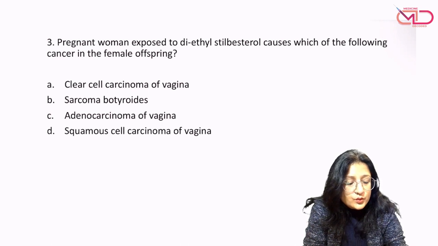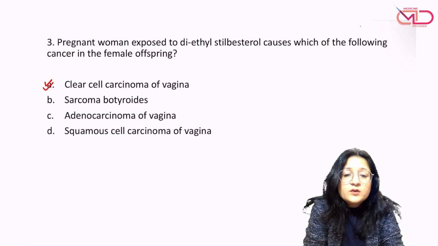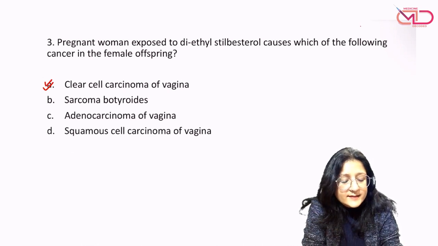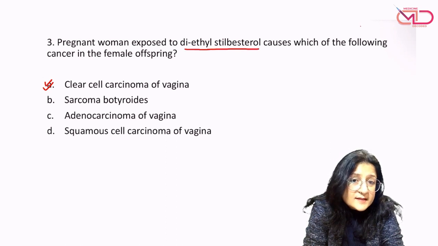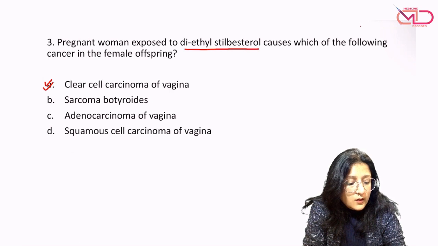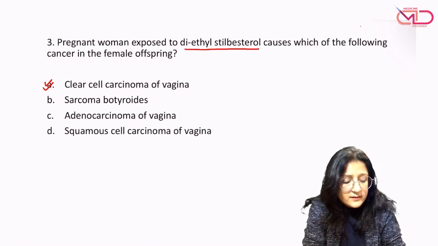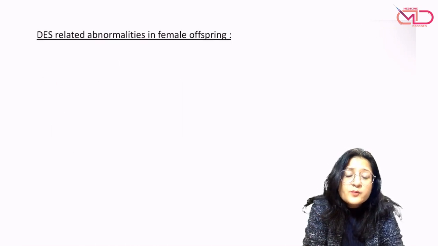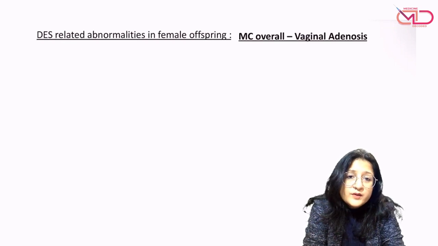Pregnant woman exposed to diethylstilbestrol causes which of the following cancers in the female offspring? The correct answer to this question is clear cell adenocarcinoma of the vagina, which by itself is a rare cancer. Having said that, let us also look at the other diethylstilbestrol-related abnormalities in the female offspring. Let me emphasize in the very beginning that currently we are no longer using diethylstilbestrol in pregnant women at all because of the risk of this cancer in the female offspring. But there are other abnormalities also that can happen in the female offspring. And the most common overall abnormality is vaginal adenosis.